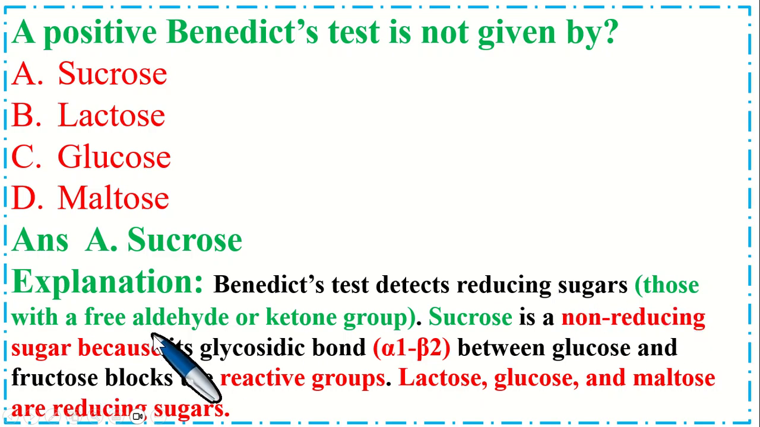Those which have a free aldehyde or ketone group. Sucrose is a non-reducing sugar because its glycosidic bond, which is alpha 1 beta 2 between glucose and fructose, blocks the reactive groups. Lactose, glucose and maltose are reducing sugars.